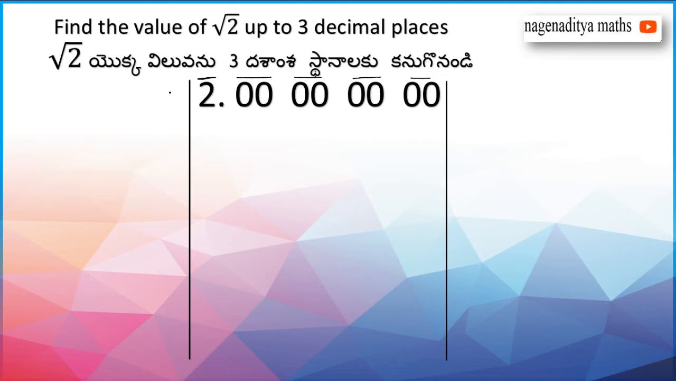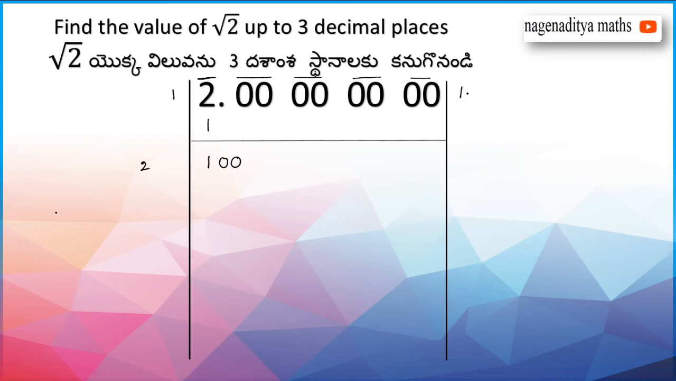So 1 1s are 1. 2 2s are 4, which is more. So that 1 1s are 1. So we have to write 1 here. So subtract 1 from 2, we'll get 1. Now down these 2 zeros. So we down the zeros after the decimal point. So we have to put a decimal point here. So this is 100 here. So we have to multiply this 1 by 2. 1 2s are 2. So write 2 here.